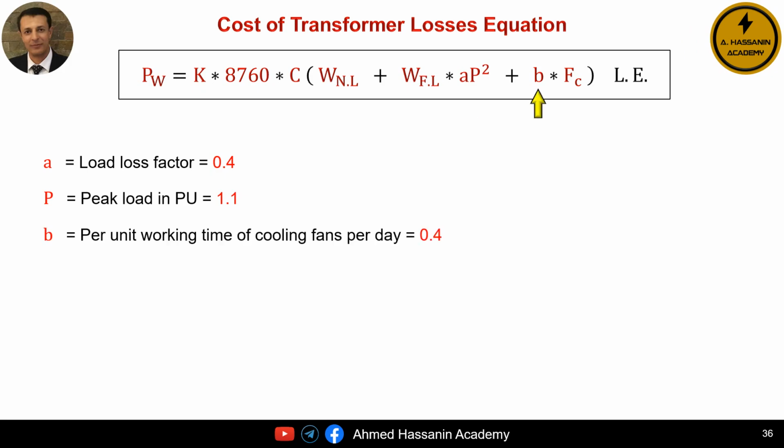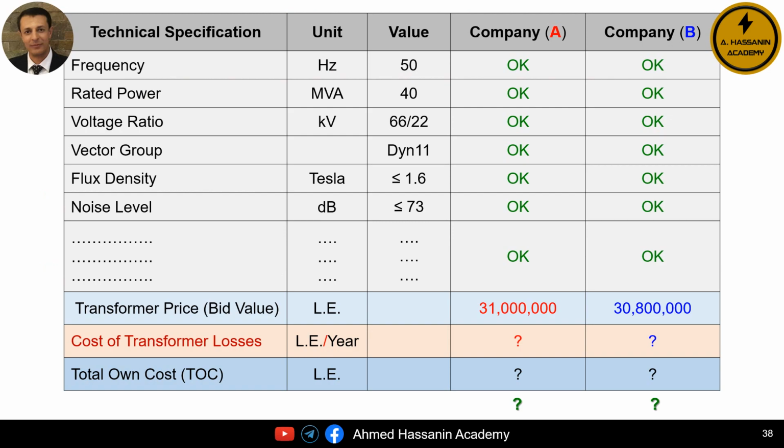As for B, it is a factor related to the number of operating hours of the cooling fans, and its value is 0.4. Because, of course, the cooling fans operate only at certain times, especially during peak load periods or high temperature conditions. However, FC is the consumption or load of the cooling fans, measured in kilowatts. Now we have together understood the main equation through which we can calculate the cost of electrical losses in transformers.